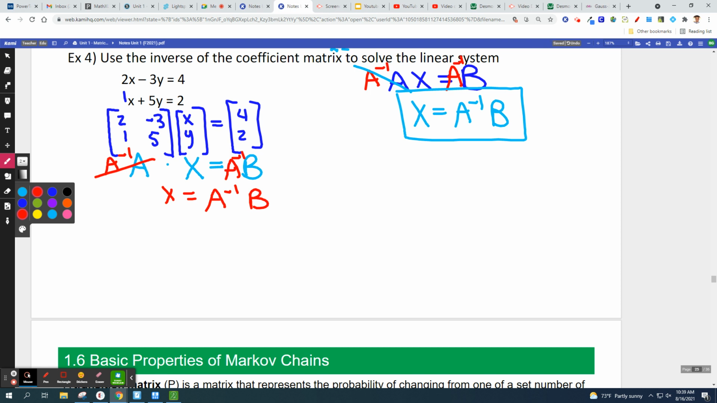Now I don't know what that inverse is, but it's going to be something times 4, 2. There are a couple of different ways you can handle this, but no matter what, you're going to need that inverse of 2, negative 3, 1, 5. Well, did we already do that?